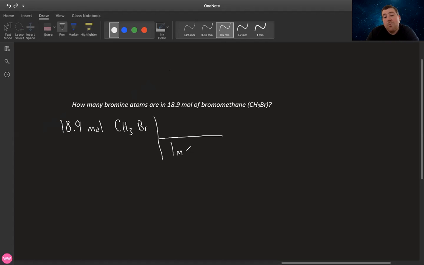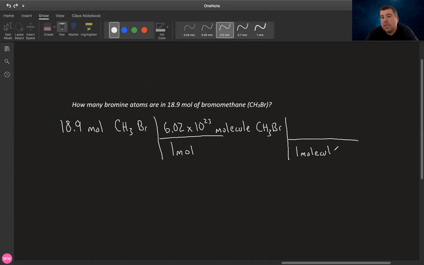I know that for every 1 mole, there are 6.02 times 10 to the 23rd molecules of CH3Br, bromomethane. And I know that for every one molecule of CH3Br, there is one atom of bromine. So luckily, if you just stopped it here, you would still get the right answer because you're multiplying and dividing by 1 at the end.